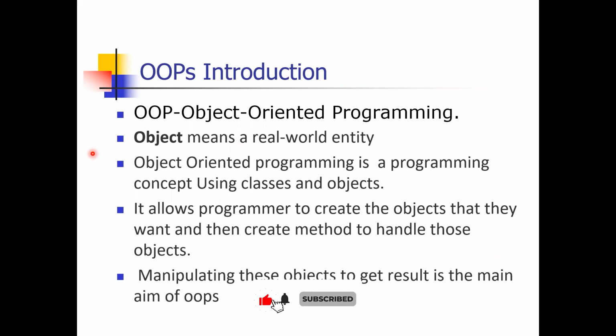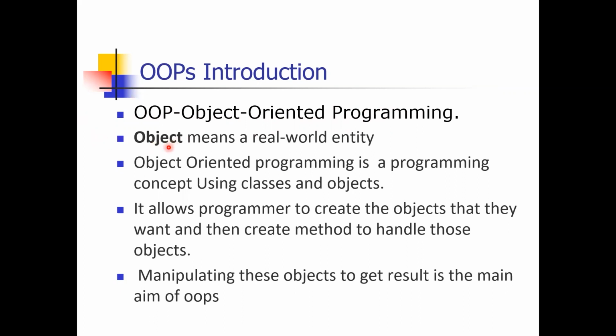What do you mean by OOPS? OOP stands for object oriented programming system. O for object, O for oriented, P for programming, S for system. So basically it's a programming. OOP is a programming with objects and classes.